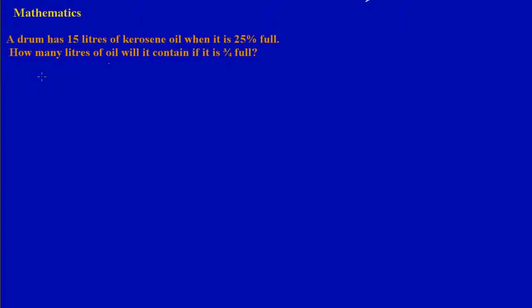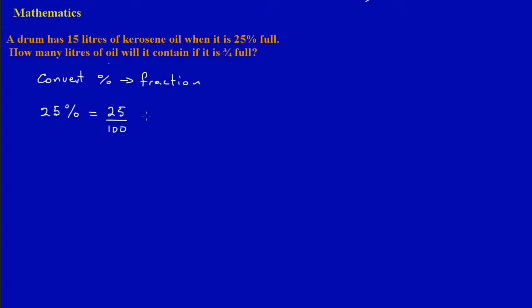So my first step is to convert percentage to fraction. That's what I'm going to do. Here they gave me 25%, so I need to know what 25% is as a fraction in its lowest terms. I can rewrite this another way by saying 25 over 100.